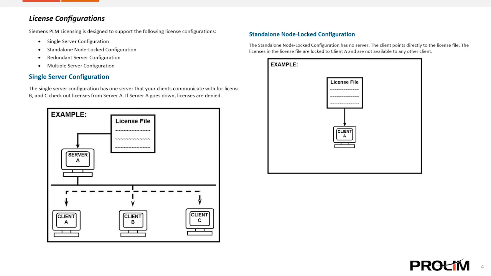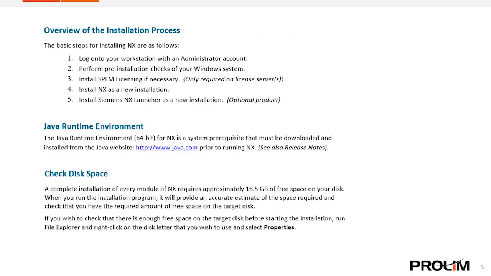Here I showed the two examples of the most common license configurations. The first one on the right there is the node lock. That's a standalone license on an individual machine. The other one over on the left is a single server configuration. That's where you would put the license file on a server. It'd be a floating license, and the other machines can read back to that license. Additionally, there's two other ones, but today we'll just be going over the two common ones.